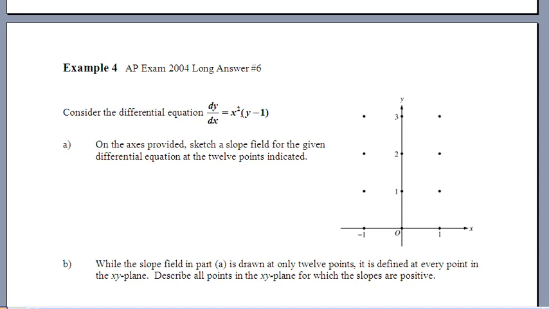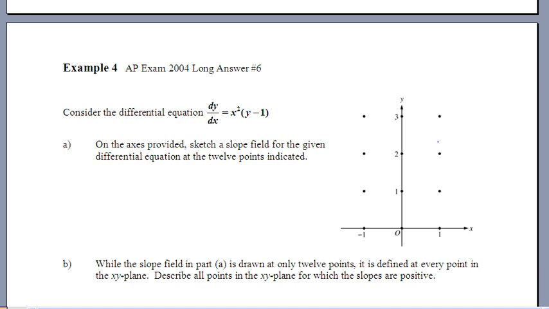They start off not too bad, and then they get harder and harder. It is a separable differential equation, just like the last one. And they start off by saying, well, could you do a slope field? Like, what if it wasn't separable? What if you were way over your head? So sure, we can do that. On the axis provided, sketch a slope field at the 12 points that are indicated.